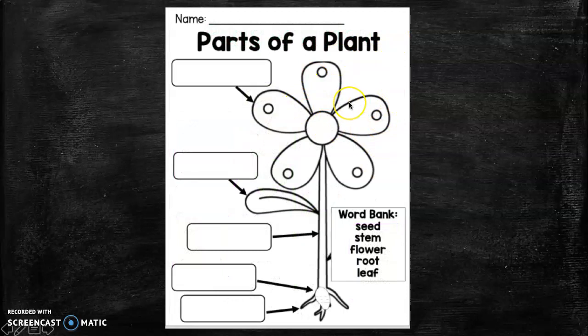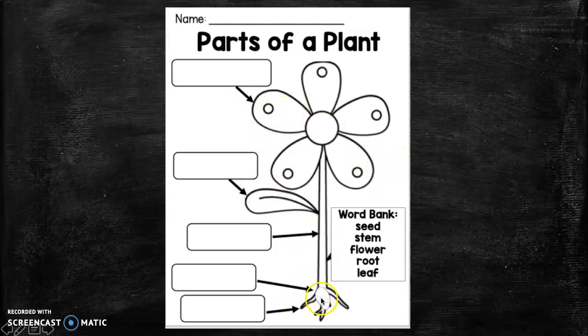You have this picture. I put it for you on our paper. And also, if you don't have a printer and you cannot print it, it's okay. You can draw the flower and then you can draw these arrows right there. And then we're going to label it.